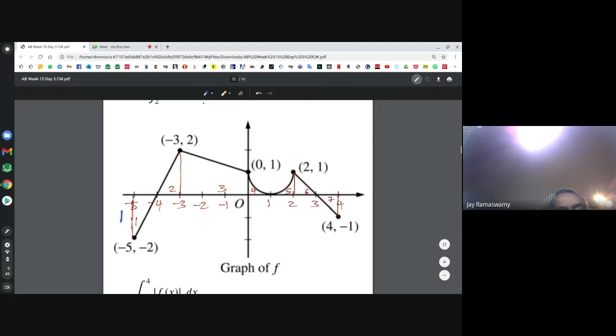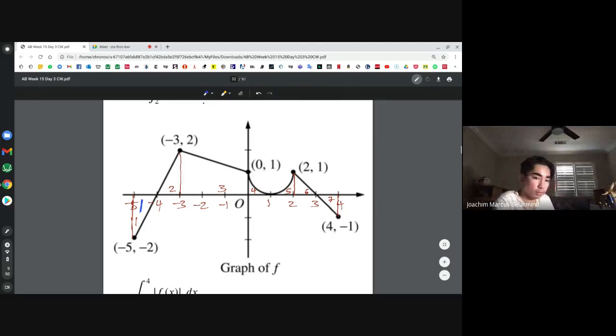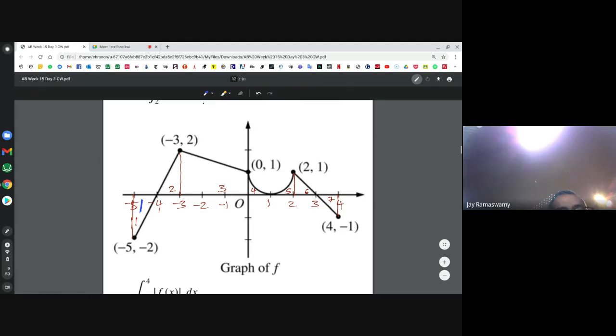So that's area 1. I'll write the areas in blue. You don't need to write 1, 2, 3, 4, 5. That's me identifying. Common sense, because these two triangles are exactly congruent, is that area also 1? Yes.